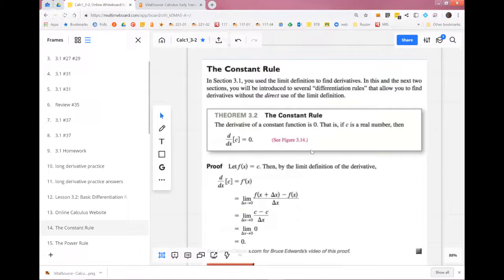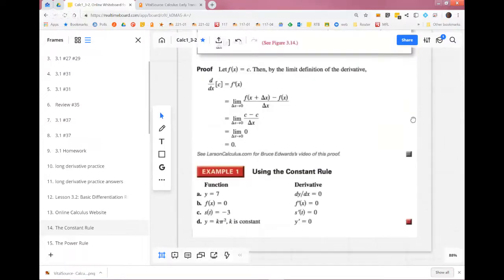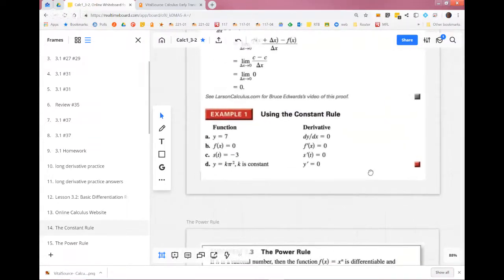Whenever you take the derivative of a constant, it's 0. That's pretty simple. So if I give you the function f of x equals 9, what's its derivative? 0. So here, let's do these examples down here. If the function is y equals 7, its derivative is 0. If it's f of x equals 0, the derivative is 0. Why? Because 0 is a constant. If it's s of t equals -3, the derivative is 0 because -3 is a constant.